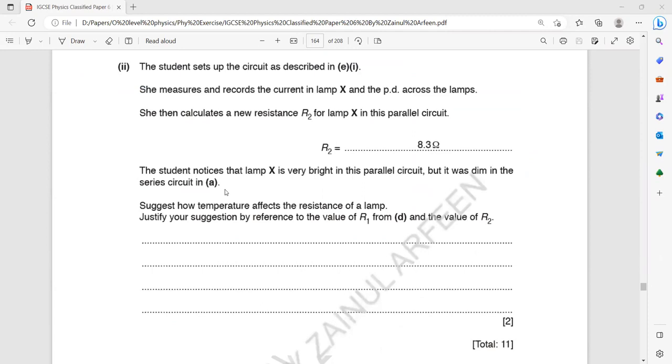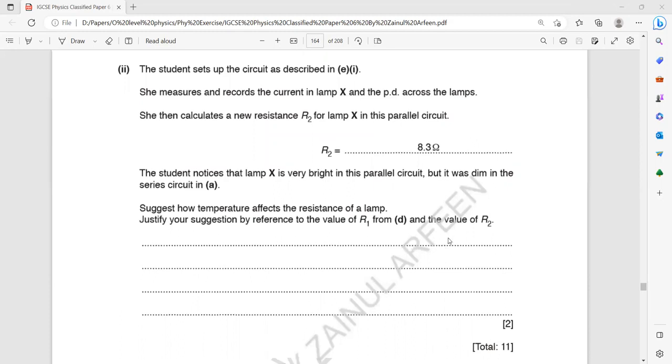A student set up the circuit described in E1, and she measured and recorded the current in lamp X and the potential across lamp X. She then calculated the resistance R2 of lamp X in parallel, which is 8.3. She noticed that lamp X is very bright in parallel, but it was dim in series. Suggest how the temperature affects the resistance of a lamp and justify your suggestion with reference to R1 and R2.